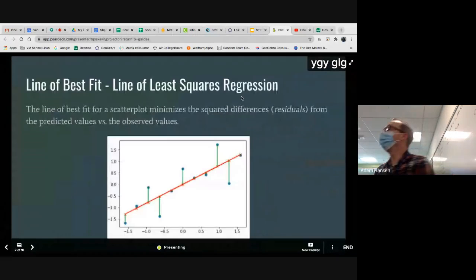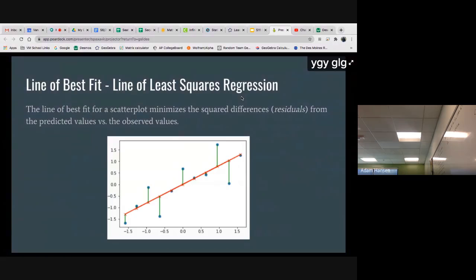Okay, first up, a trend line, line of best fit, line of least squares regression, those all mean the same thing. How can I write a line of best fit to describe a set of bivariate data? The line of best fit for a given scatter plot minimizes the squared differences, those are called residuals, from what the predicted values are based off of the trend line and the observed values from the data.